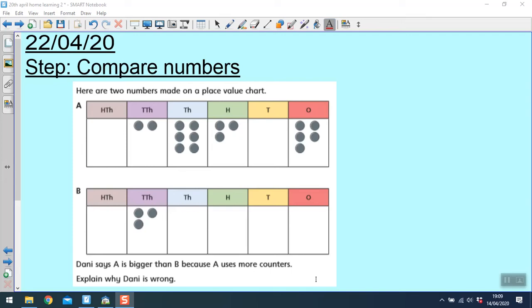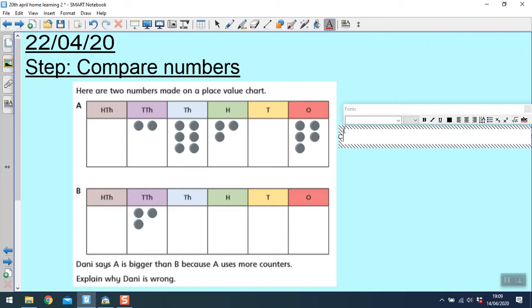Today we're going to look at comparing numbers. On the screen you can see two numbers that have been made on a place value chart. And Danny says A is bigger than B because A uses more counters. Now that is wrong, very, very wrong. To explain why Danny is wrong, we're going to work out what number is shown on each place value chart.